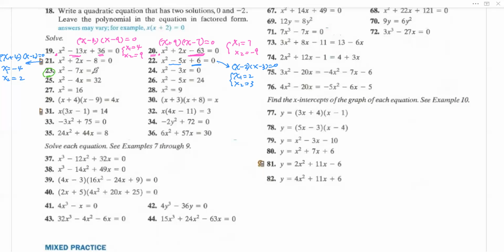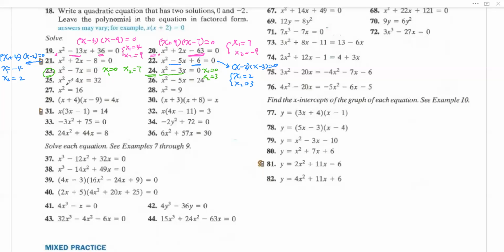For 23 here, we can quickly get this answer, right? One of them is 0, the other one is 7. And for 24, this one can be factored as x times (x minus 3). So one of them is 0, the other one is 3, right?